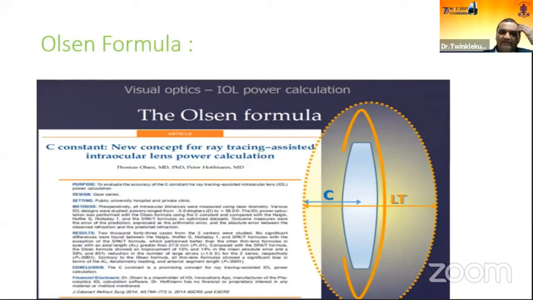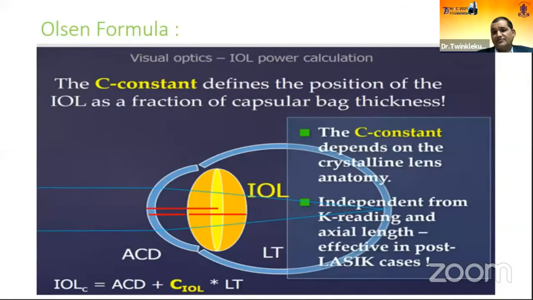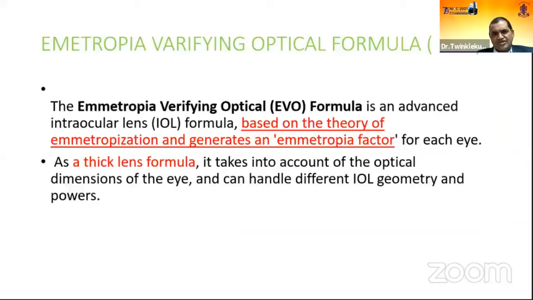So Olsen came with another concept, the C constant phenomenon. The C constant is a new concept for ray tracing assisted intraocular lens power calculation, where the C constant depends on the crystalline lens anatomy, where your IOL will sit, where the middle plane of the IOL will sit in your capsular bag postoperatively, and that was retrospectively studied and the C constant has emerged out. Another good formula which is coming up and widely used, not in our India but widely used now, is the EMMETROPIA verifying optical formula.